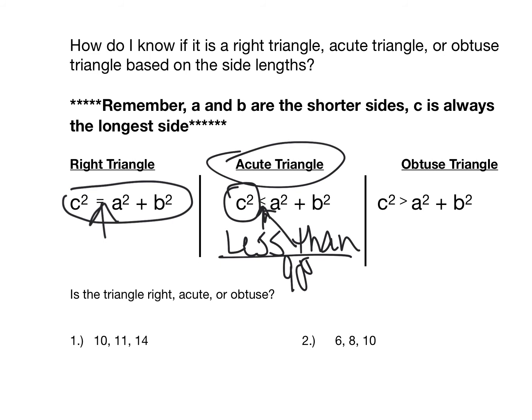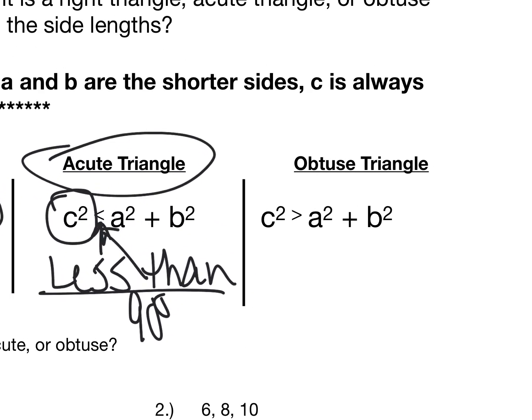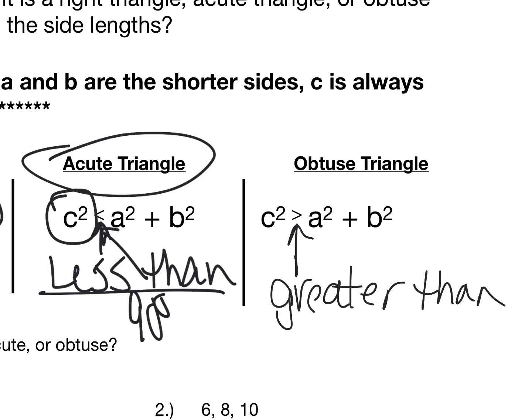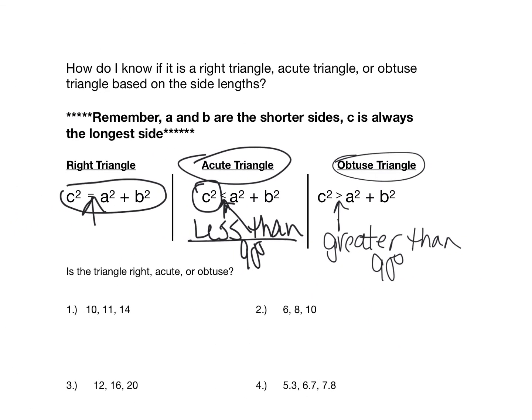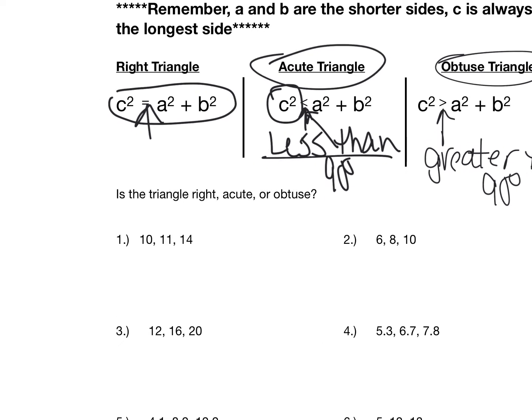And then again, if you have that c squared on the left and it is greater than the sum of the squares of the other two sides, that greater than symbol tells you it's obtuse, and I always think of obtuse angles as being greater than 90 degrees. So that helps me remember which way the inequality symbol should be facing. So let's take a look at how we can actually figure this out.